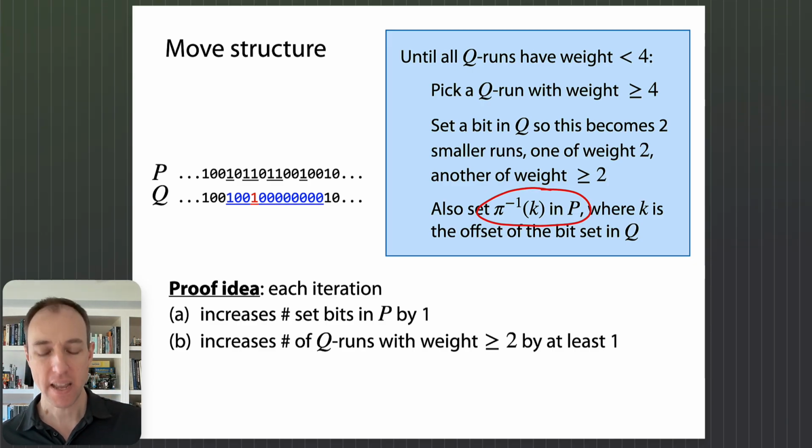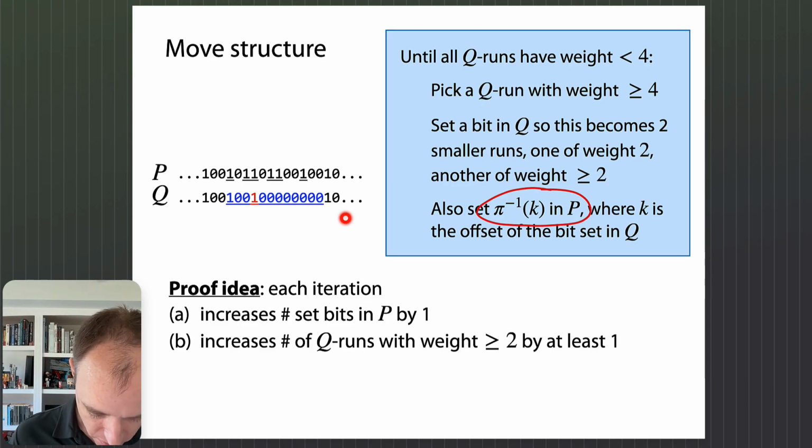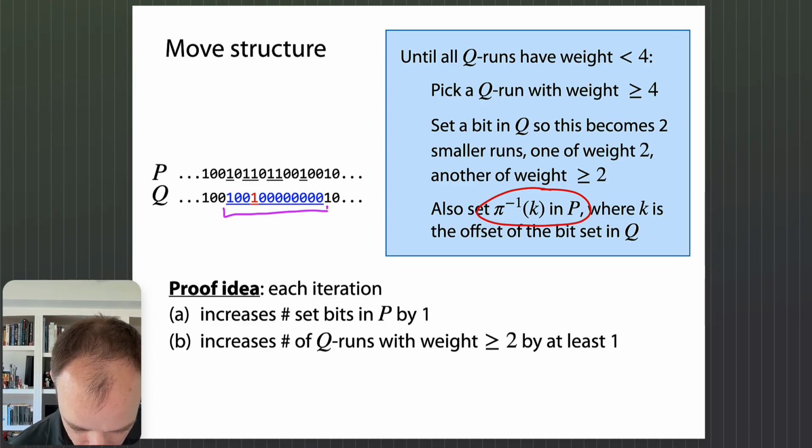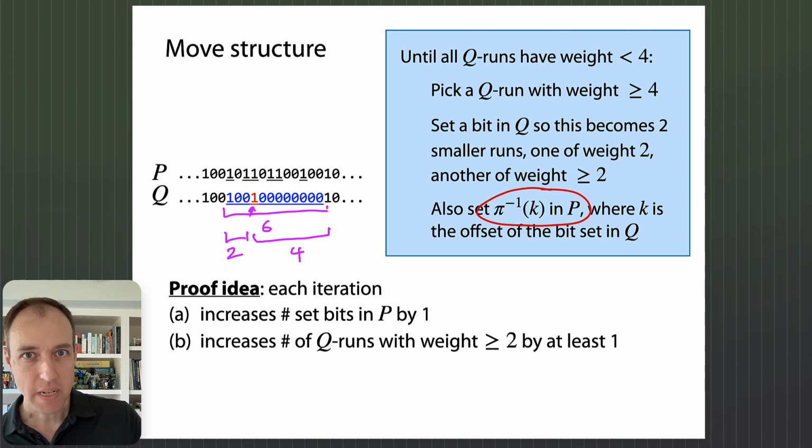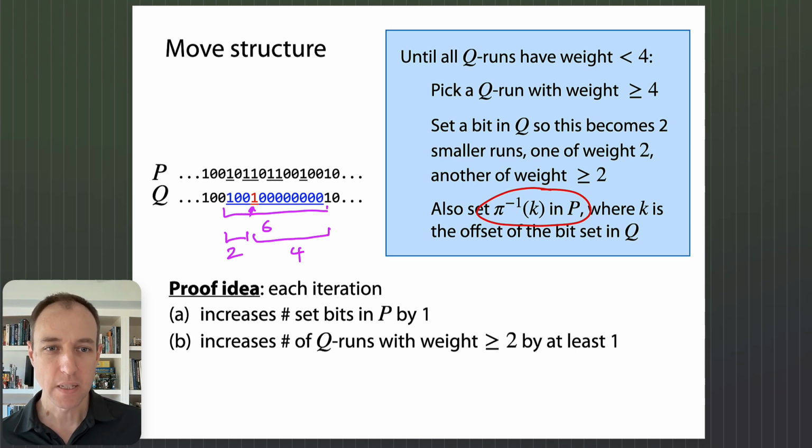Okay, let me explain that. So looking back at this example from before, recall that we initially had 1 Q run of length 6, but when we set this bit, we ended up with 2 Q runs, one of weight 2 and one of weight 4. Okay, so you can see clearly in that example, we directly increased the number of Q runs with weight at least 2 by 1. Initially there was 1. When we were finished, there were 2.